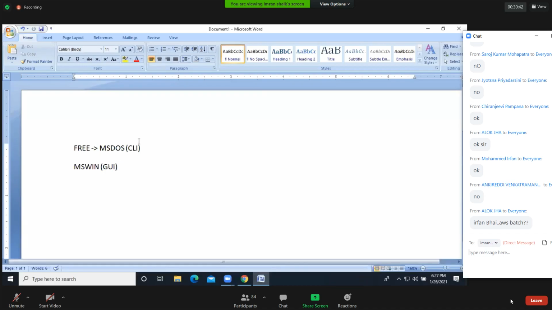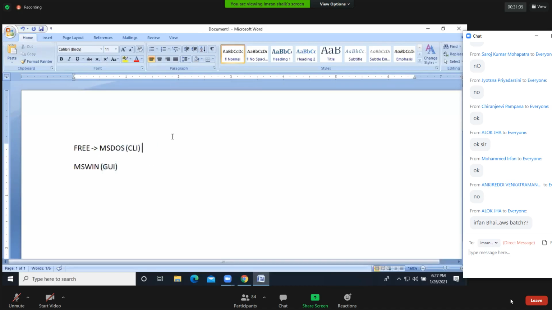The differences between CLI and GUI: CLI's full form is command line interface and GUI's full form is graphical user interface. In a graphical user interface, we interact with everything with the help of graphical mode. I hope you got it. Is it clear? Do you have any doubts or questions here?